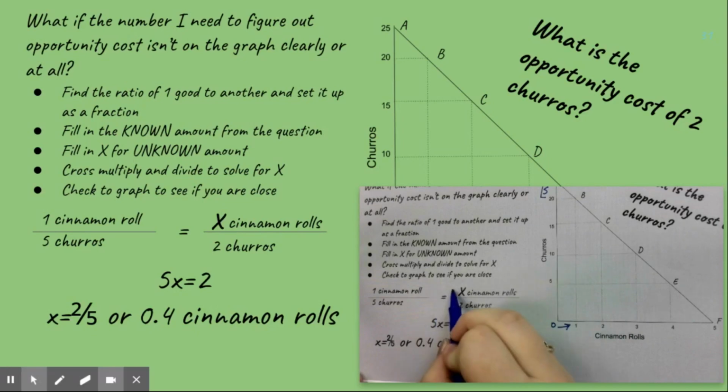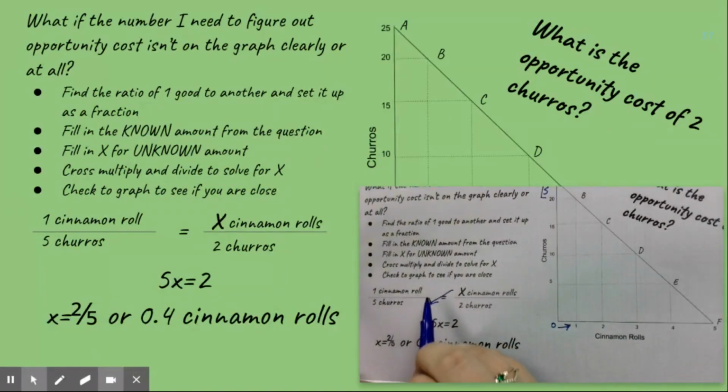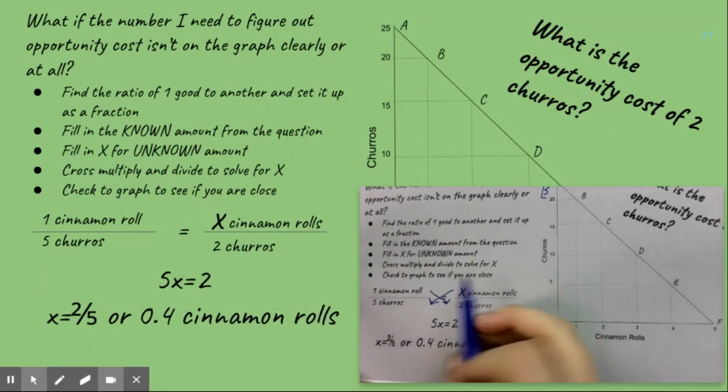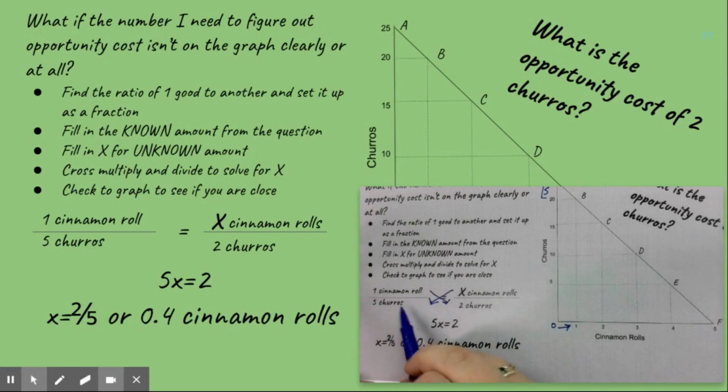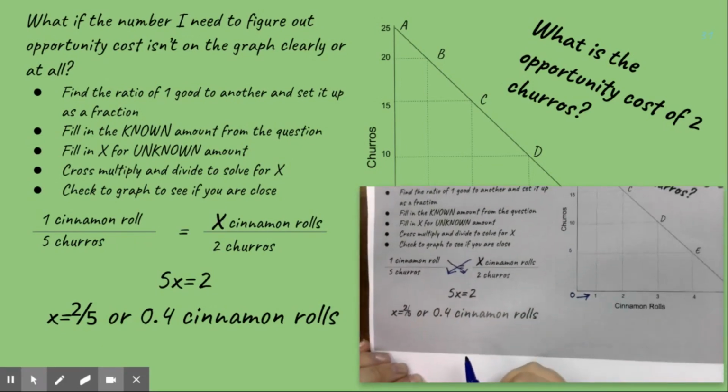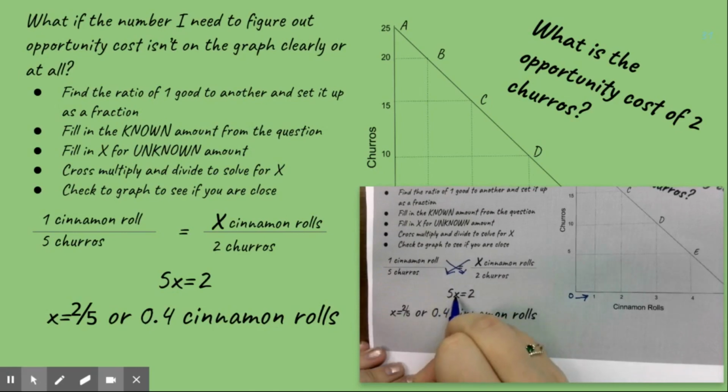Cross multiply this way. 1 times 2 is 2. Very good. X times 5 is 5x. Now, how do we divide? Cross multiply and divide is how we do it. We want to get the variable alone. We want to get the x alone to find out what it equals. We divide by 5. What we do to one side, we have to do to the other. Divide by 5. 2 over 5.